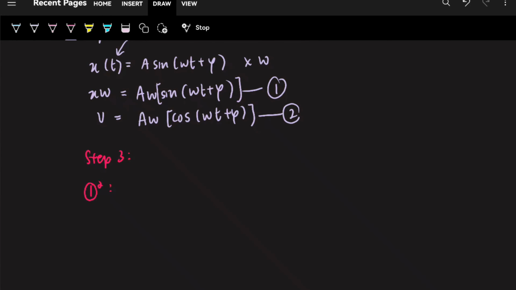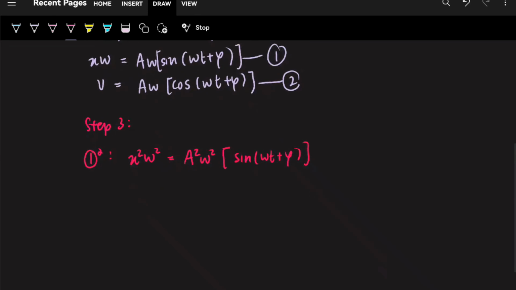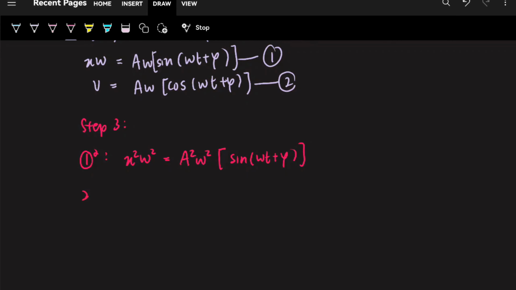Let's square them first. So you square the first equation, you're going to get x squared omega squared equals a squared omega squared sine squared omega t plus phi. That is our first equation squared. Then our second equation squared will give me v squared equals a squared omega squared cos squared omega t plus phi. And close the bracket.